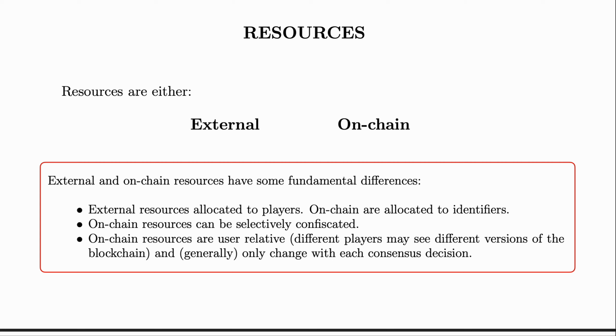And then the third difference is that on-chain resources are user relative, in the sense that different players may see different versions of the blockchain and have different ideas about how much stake a particular player owns. And on-chain resources generally only change with each consensus decision.